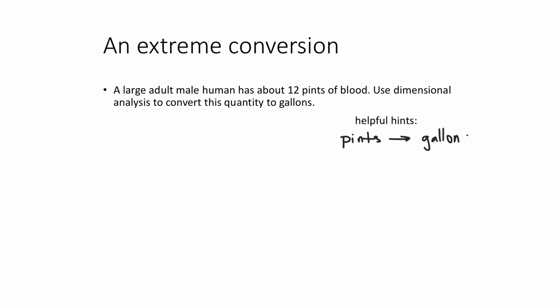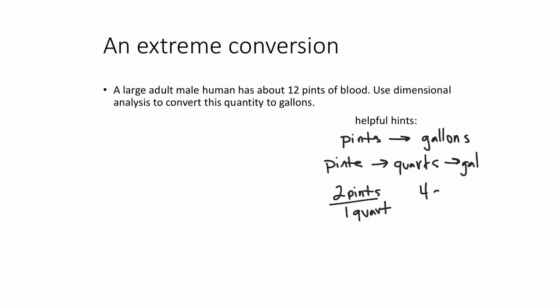Now if you don't know the direct conversion for that, what we need to do is take this from pints to quarts and then to gallons. Now the idea is that there are 2 pints for every 1 quart, so we can flip that depending on what we need to, and that there are 4 quarts for every 1 gallon. So we can use those appropriately, whatever we need to, but remember, whatever we're trying to convert to always needs to go on the top. But this is going to be our procedure here.